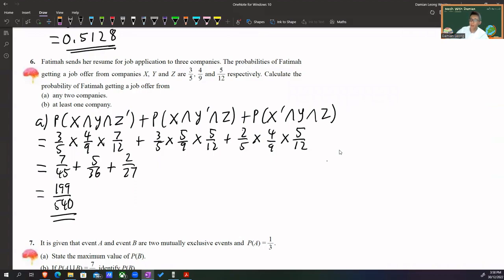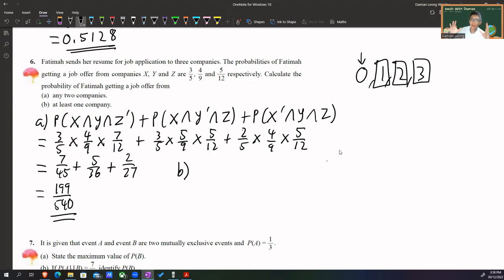Now, part B, when it involves at least or at most of the time, we can use the complement of the probability. So probability at least one company. Basically, you can get from 0 companies, 1 company, 2 companies, or all 3 companies. If at least one, it can be 1, it can be 2, it can be 3 companies. So it cannot be 0. Yeah. And total probability will always be 1.